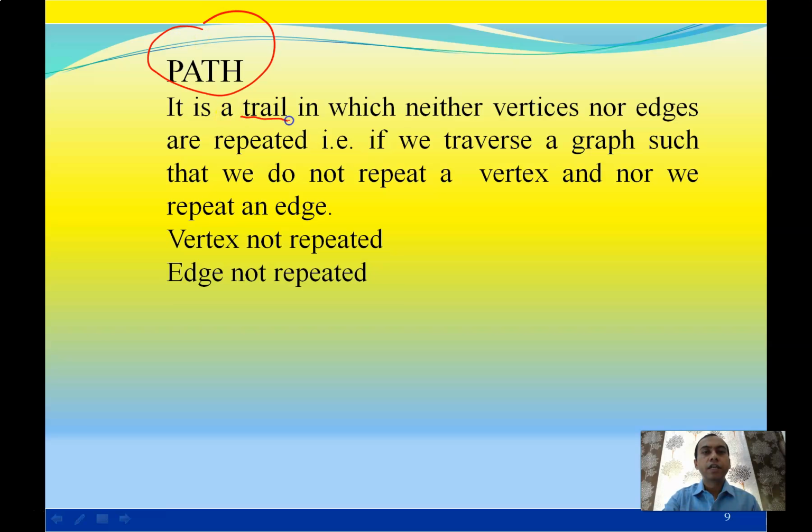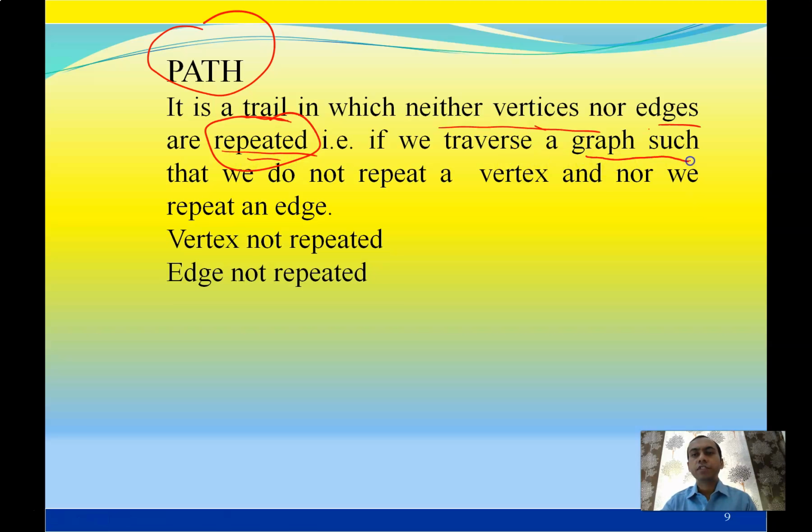It is a trail in which neither vertices nor edges are repeated. Path. Suppose that we are saying I am going via some path. So the way we are going, we should not return by the same one. In this way, this is a path in which neither vertices nor edges are repeated. If we are going along some path, it is not repeated.